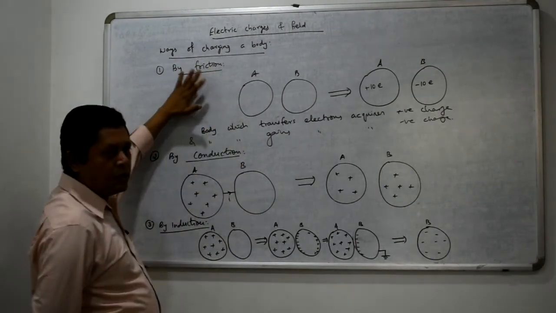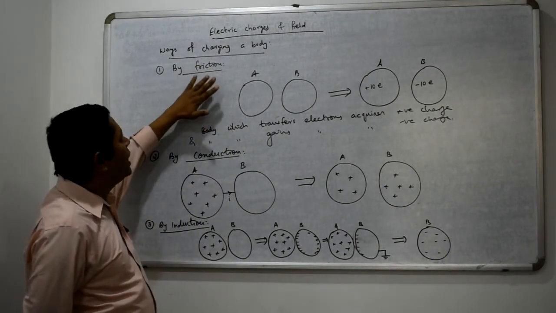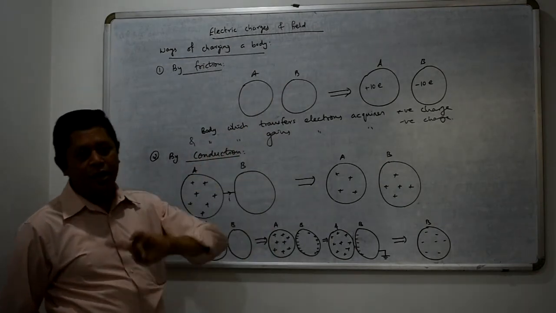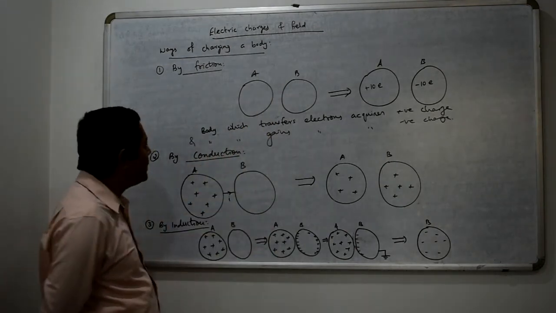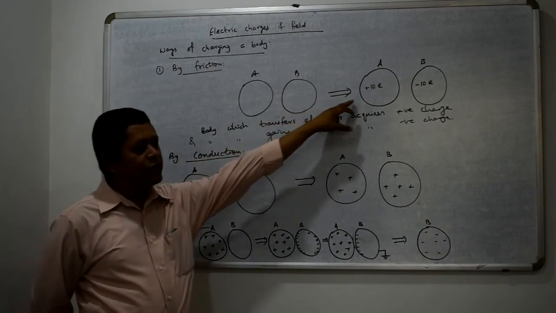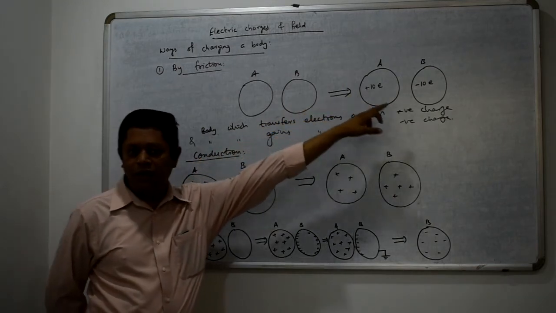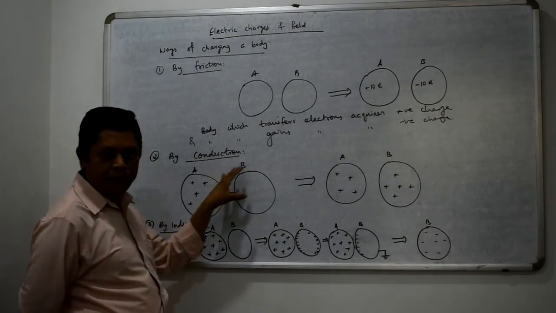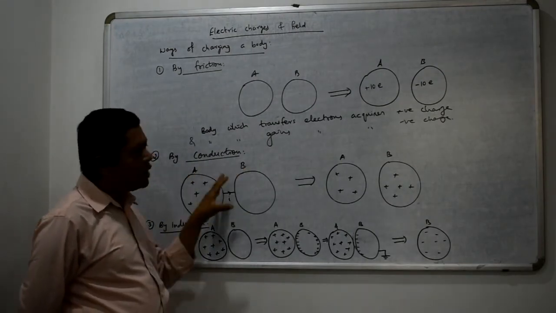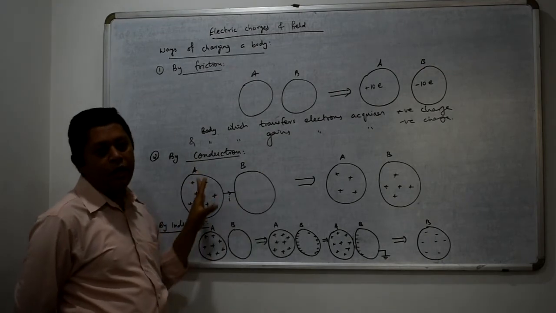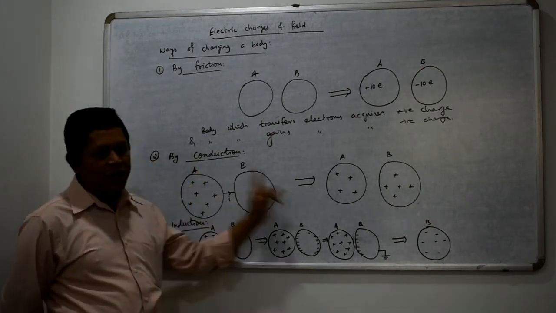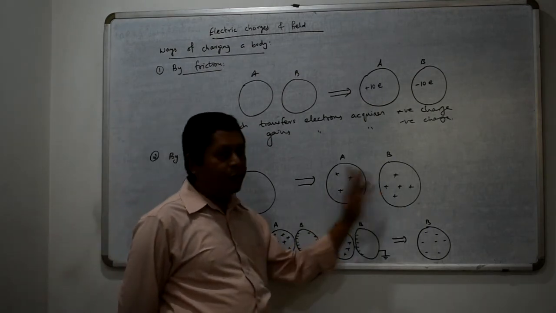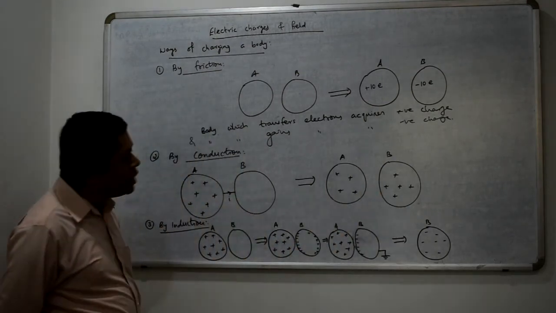These are three ways. One is by friction: when two different bodies rub with each other, there is a transfer of electrons from one body to another. The body which gives electrons acquires positive charge, and the body which gains electrons acquires negative charge. Another is by conduction. A charged body, if brought in contact with a neutral body or another body, then there is a transfer of electrons from one body to another till the electric potential of both the bodies becomes equal.